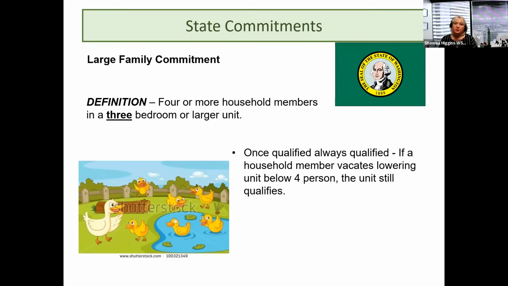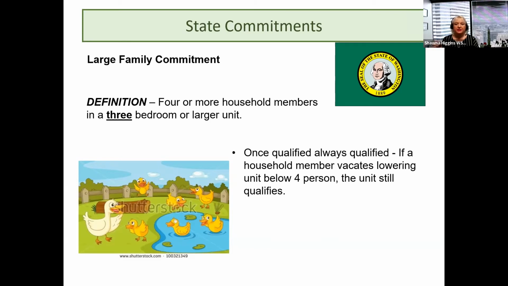So this is also a once qualified, always qualified. If a household member from the original 4-person household moves out and now there's only 3 people in that household, this still qualifies. We would like you to please note it somewhere when you're sending in your report.